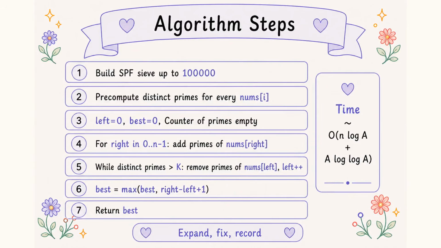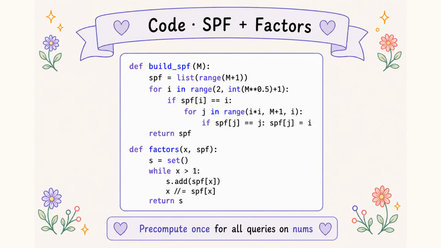Algorithm steps. 1. Build the SPF sieve up to 100,000. 2. Pre-compute the distinct prime set for every element. 3. Start left at 0, best at 0, empty counter. 4. For each right, add that element's primes. 5. While distinct is greater than k, remove the left element's primes and move left. 6. Update best with the current window length. 7. Return best.